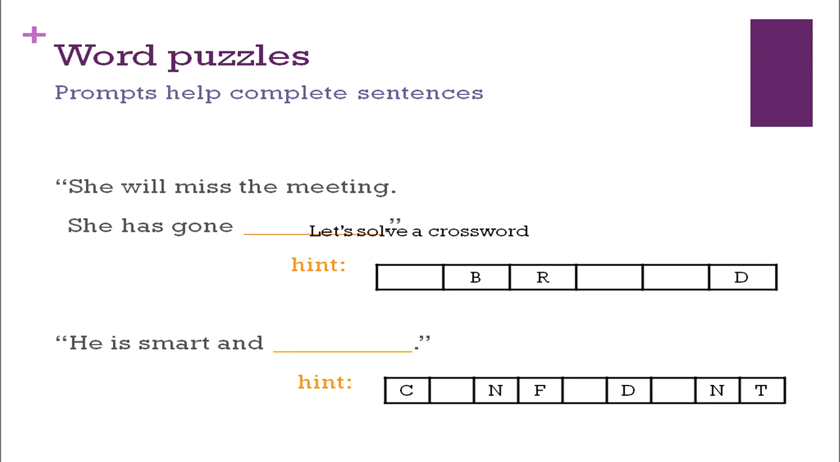Maybe it is abroad. He is smart and dash. It begins with the letter C. Maybe he is confident. Let us see. Yes, she has gone abroad. He is smart and confident. You can give a few letters and ask the students to complete the context looking at the sentence. It will help learners use the new word in the context.